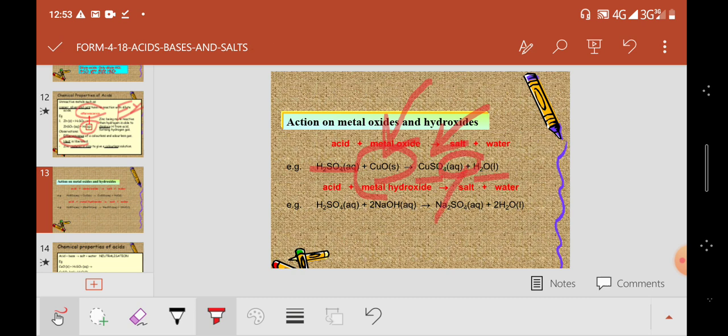If you are to evaporate all this water, you're going to remain with a white residue because copper (II) sulfate is blue in aqueous state because it is hydrated, and once you remove water, copper (II) sulfate becomes anhydrous. All water is lost, and that water that is present in that salt, we call it water of crystallization.